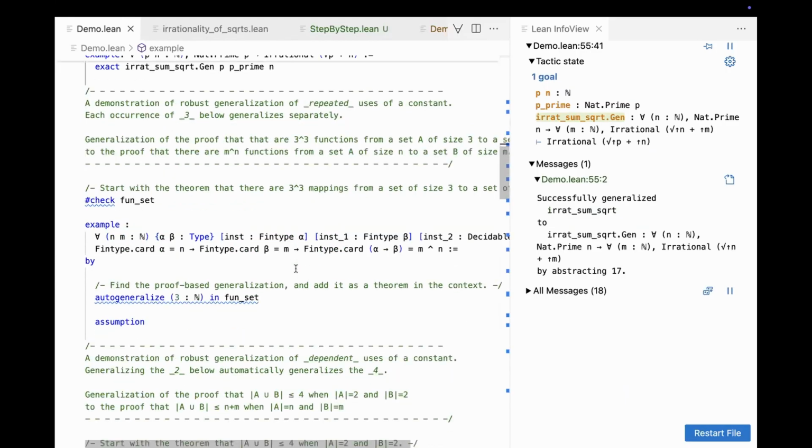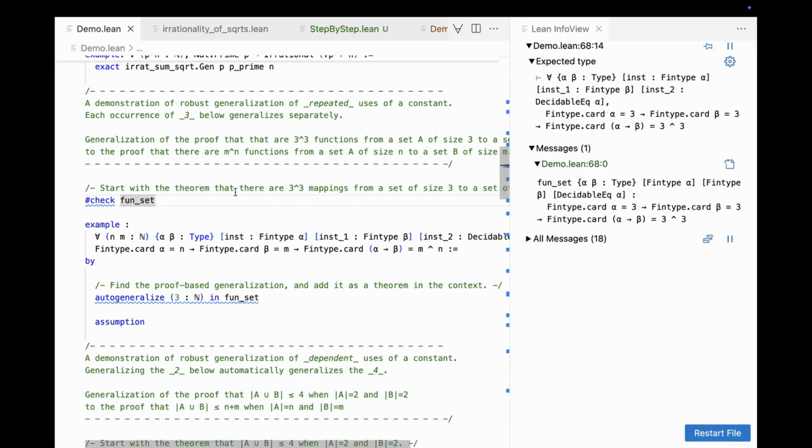Another slightly more complex example of generalizing repeated uses of a constant, we can consider the theorem that if you have a set A of size 3 and a set B of size 3, the number of functions that go from the first set to the second is 3 to the 3. And here we not only need to generalize some of these 3's to different things, but we also want to recognize that some of these 3's should be generalized to the same variable, that this first 3 is related to this 3 in the exponent here, and the 3 from the size of the second set is the same as the 3, the base of the exponent of this expression.